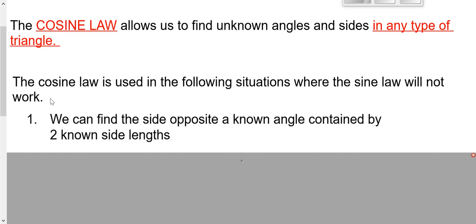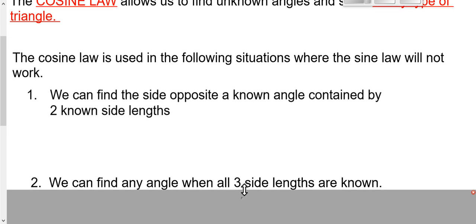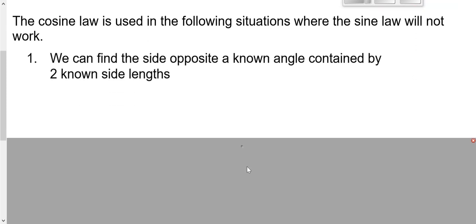Not just that, this is even more powerful than the sine law. The cosine law we're talking about today is used in situations where the sine law will not work. You don't have to memorize this. If you can't find anything using SOHCAHTOA or the sine law, then maybe it's a good idea to use the cosine law.